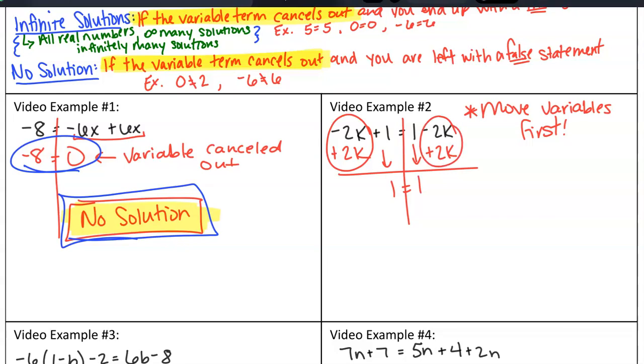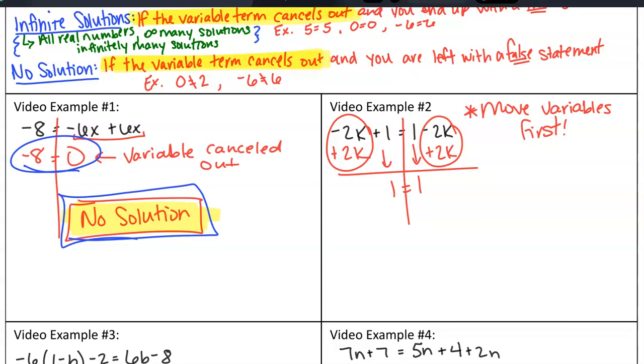The reason I want you to move your variables first is because these special solutions are based solely on if the variable cancels out. So you can do all these crazy steps, and then you get to the end and realize your variable canceled out, and you could have just stopped it. So always move the variables first. You'll end up doing less work, and you'll be able to know right away if it's a special solution or not.